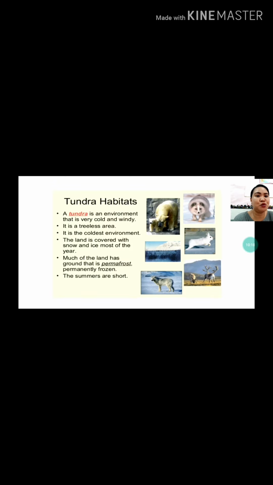Next we go to tundra habitats, or Arctic. Tundra is an environment that is very cold and windy. It is a treeless area. It is the coldest environment. The land is covered with snow and ice most of the year. Most of the land has ground that is permanently frozen, as the summers are short. As you can see, there are animals that also live in tundra habitats. We have the polar bear, and this one is a caribou moose.